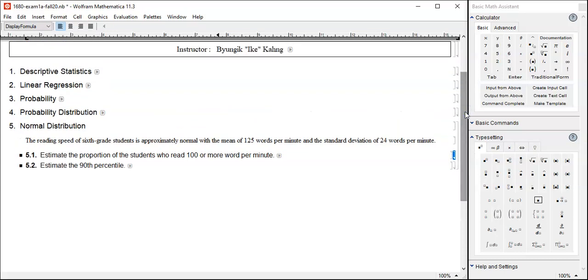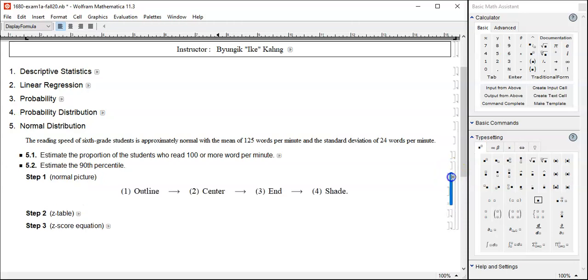Now let's go to the backward problem. Estimate the 90th percentile. Okay, picture first. Outline, center. Center is 125. End. 90th percentile. Is it bigger than 125 or less than 125? 90th percentile is actually much higher than the average. Average is 50th percentile. 90th percentile is 90% of the students are below you, so you're doing really well.